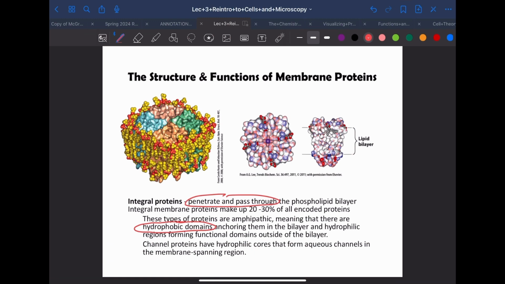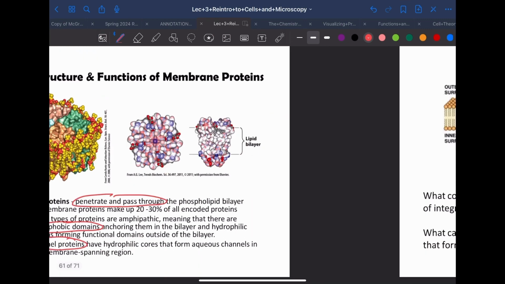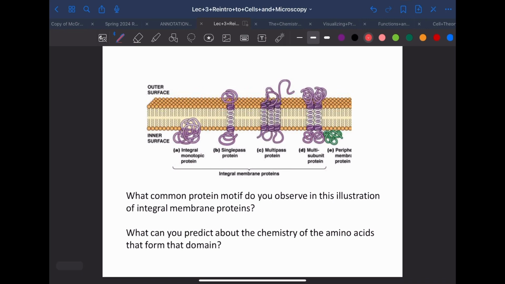So things like, it says it right here, things like channel proteins are able to embed themselves in there and allow things like water to come in or ions to come in because they are providing like a tunnel, essentially. So here's a picture of what that looks like, right? There's different types of integral proteins. And you can see here in the middle, this kind of light purple color right here, those are the hydrophobic regions. It's kind of like they're threading through the membrane, right?